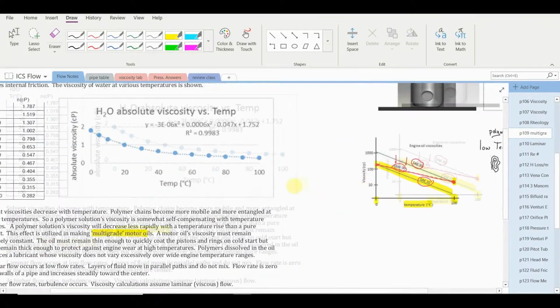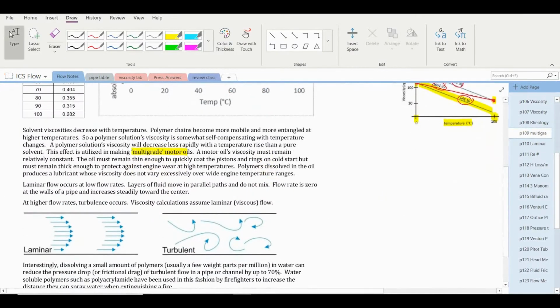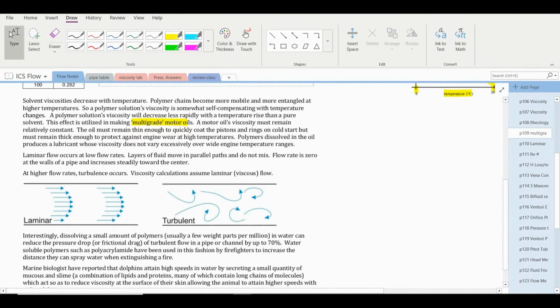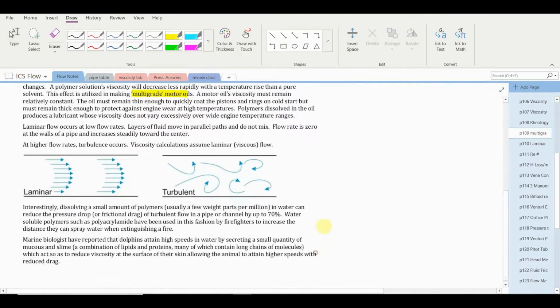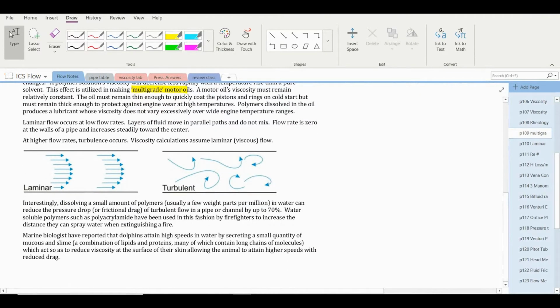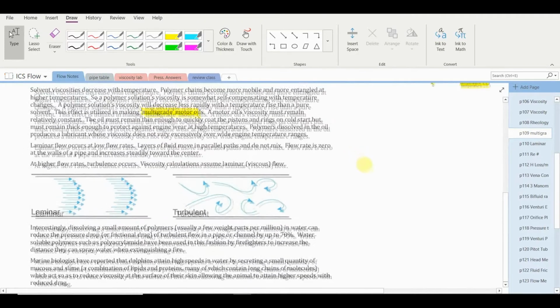A multigrade oil. There's a couple other applications mentioned here related to fighting fires, reducing the viscosity of water by firefighters using certain additives, and also dolphins attain high speeds by secreting slime that reduces the viscosity at their skin level. I'll let you read about that.